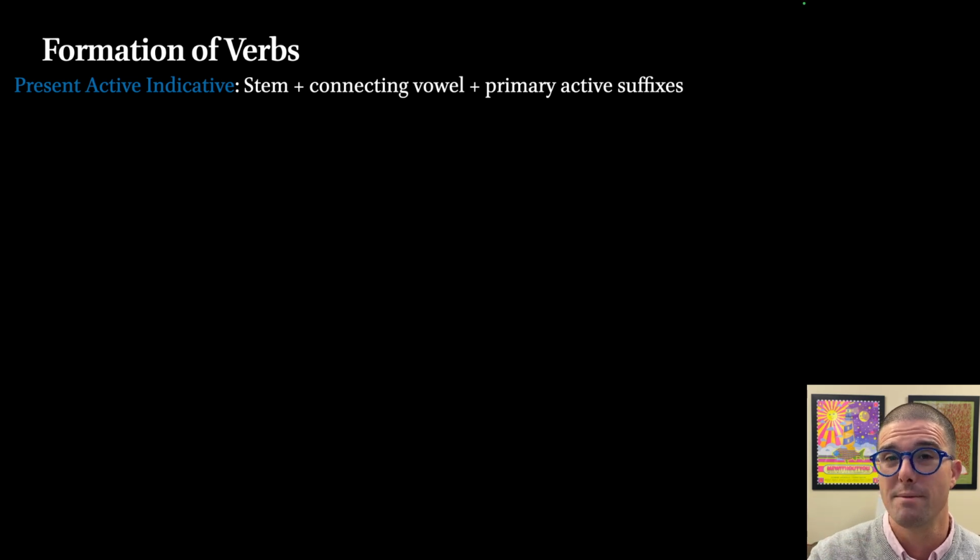There's going to be more information on there, and we're going to see how the different verbal forms are combinations of these different things. So the stem is going to be the most basic part of the verb. A connecting vowel is going to be what's stuck in there to connect the stem to the ending that indicates information about the verb, especially person and number.